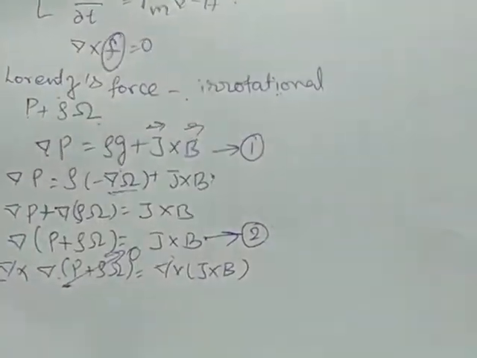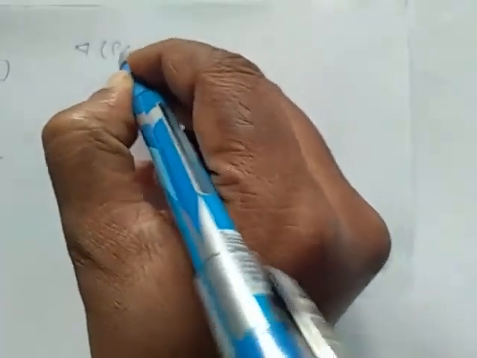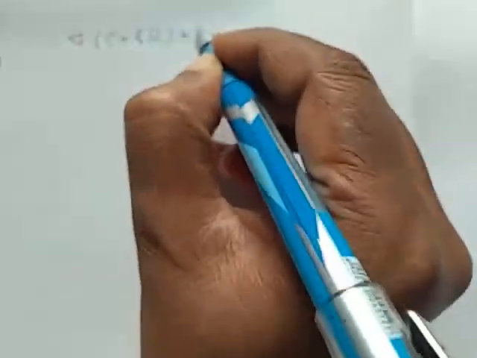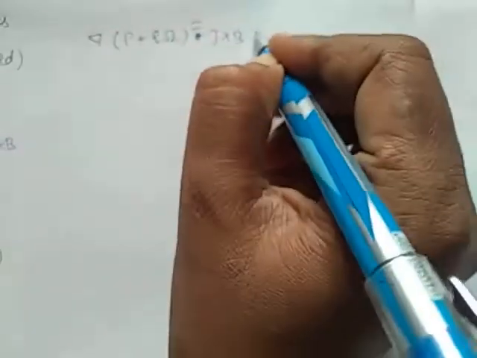I will take this as equation 2. So our equation 2 is del of P plus rho omega plus J cross B equal to J cross B. This is our second equation.